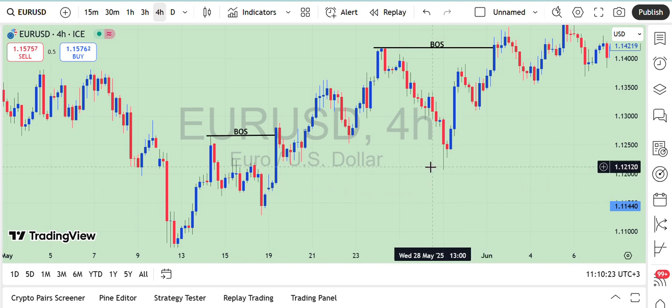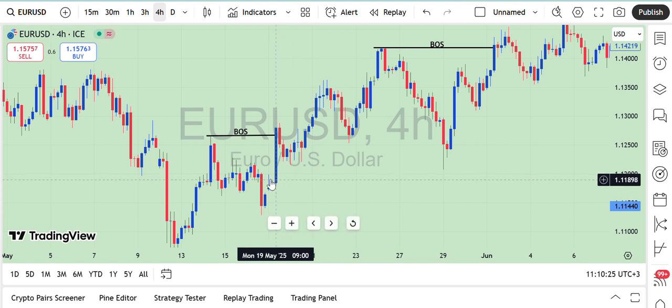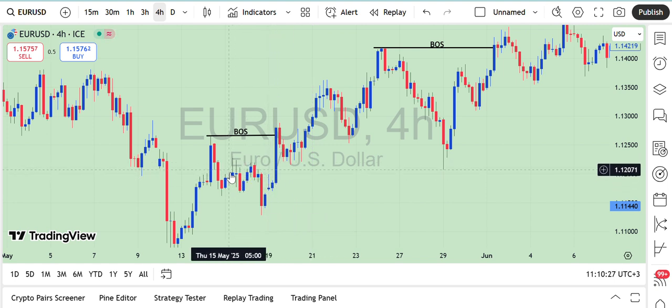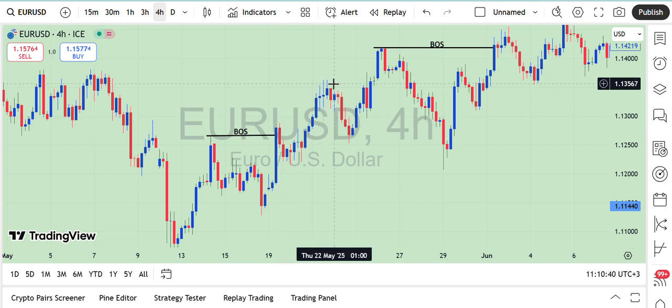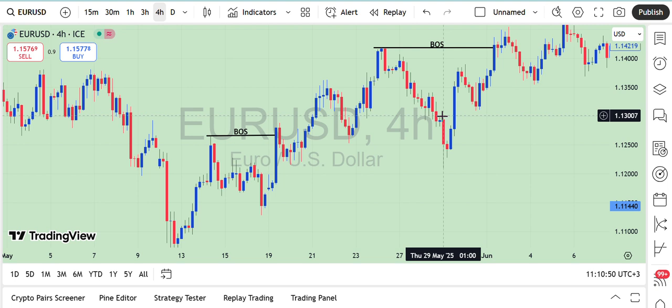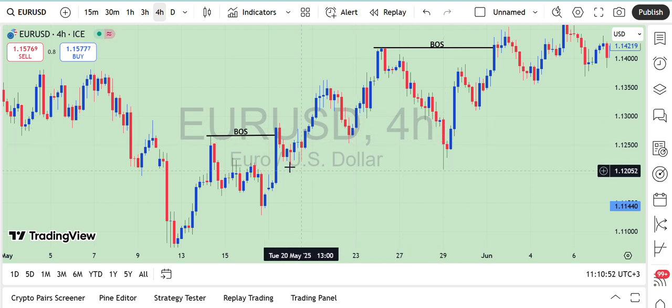So, first of all, as you can see here very clearly, we have our break of structure. I have marked it here very clearly. And after this break of structure, we have the first pullback here. Then we have a small breakout here, and then another pullback here, and then another break of structure. And then you can see very clearly that the market came back and took out this low and this low.